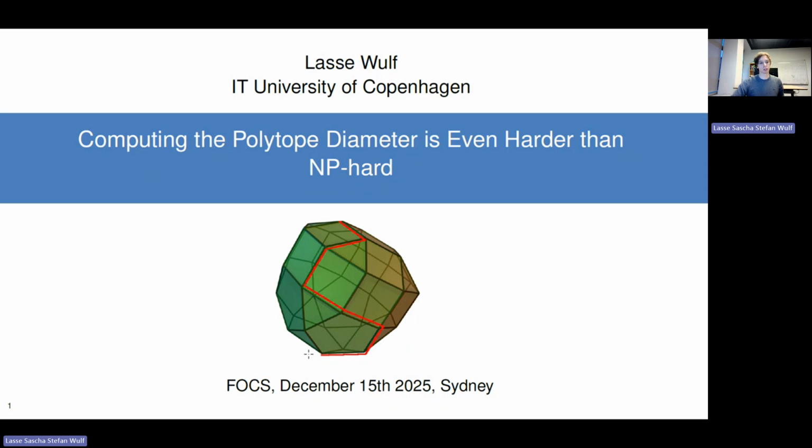I'm a postdoc there, and today I'm going to present to you my result that computing the polytope diameter is even harder than NP-hard. So let's jump straight into it. What do all these concepts mean?